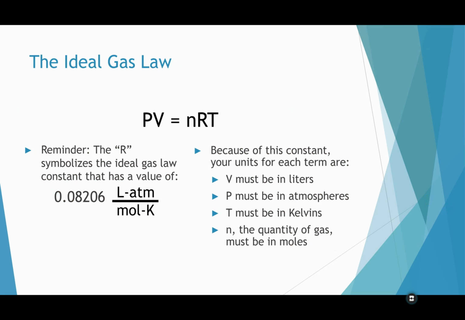Ideal gas law, PV equals nRT. P stands for pressure, it must be in atmospheres. V stands for volume, must be in liters. T is temperature, must be in kelvins. N is the number of moles. This is related to the ideal gas law constant.